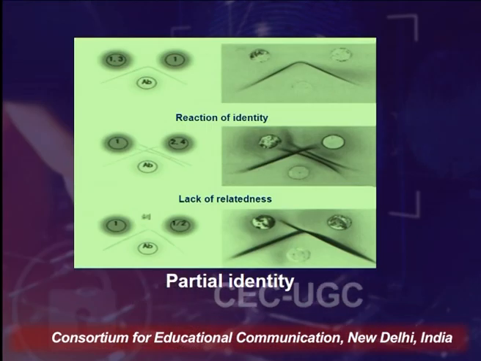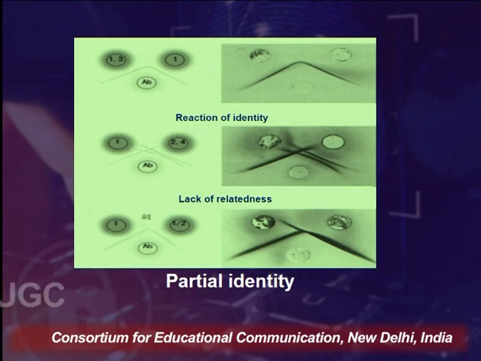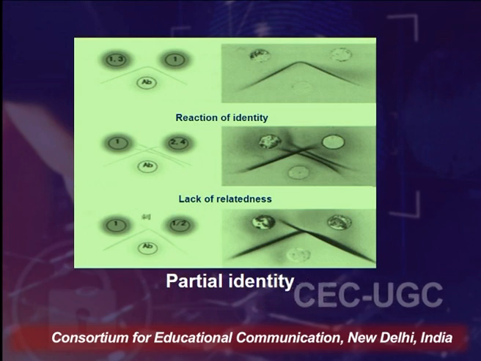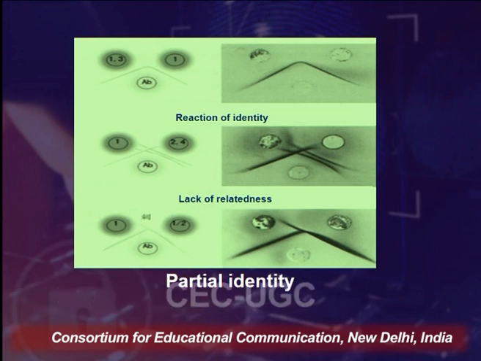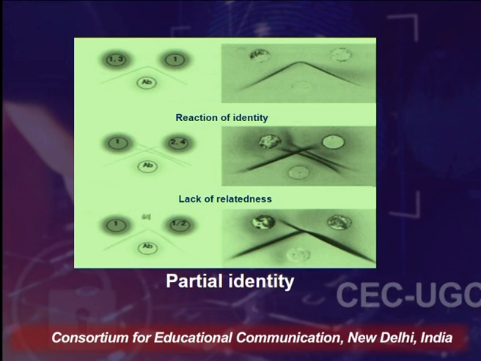So, in the central well where the antisera is put and in the surrounding well where the antigen is put, we can see the lines. If the lines are very thick, then we can say that it is an identical reaction, we can identify the substance. If the reaction is not there, then we can say lack of relatedness, and in the third we can say it is a partial identity.